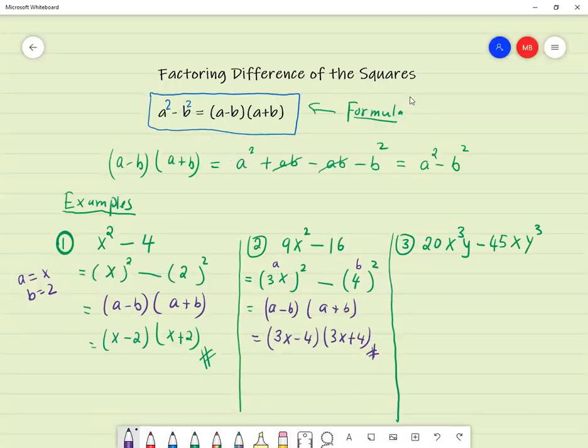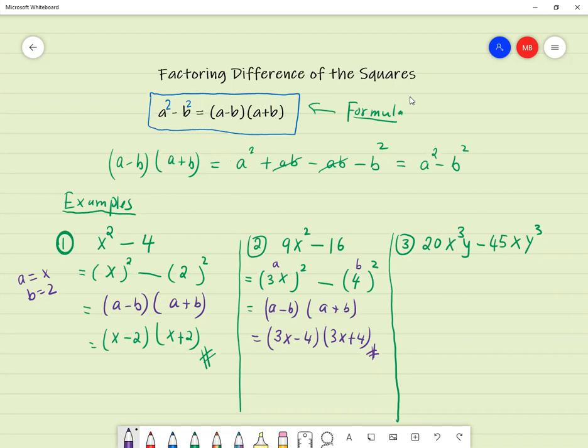All right, our third example is 20x^3y minus 45xy^3. If I look at this problem here, we cannot put this thing as the difference of two squares right away. The problem is the 20 is not a perfect square number, not like 4 or 9 or 16. Similarly, 45 is also not a perfect square number. It's not the square of any of the numbers. Similarly, x^3 y, the letters are also not in the square format.